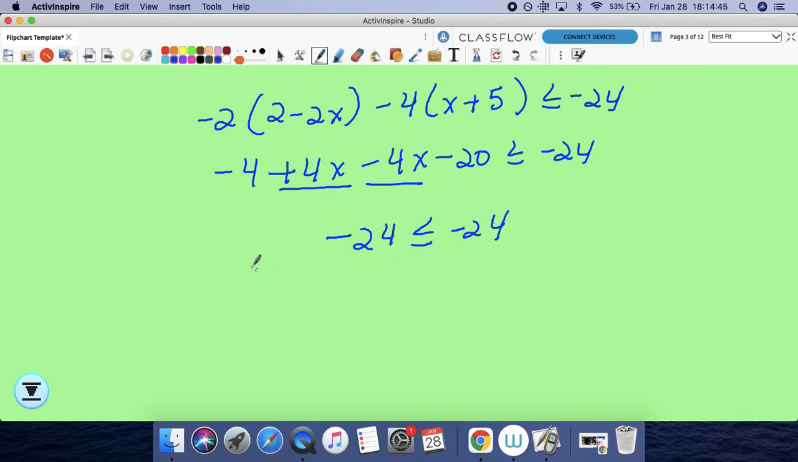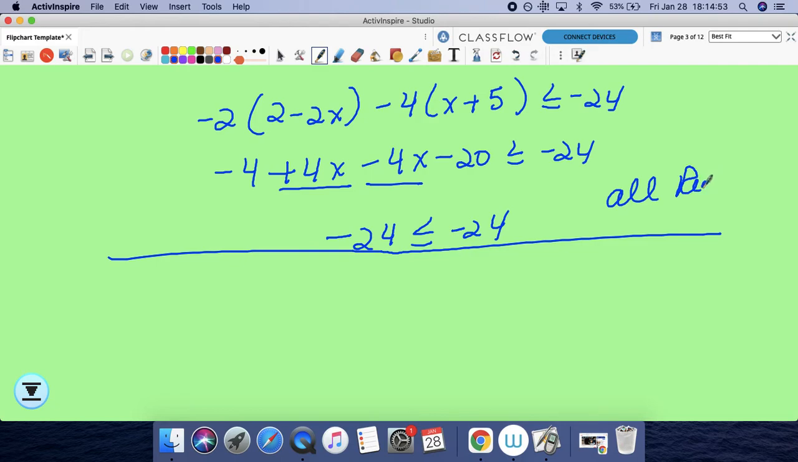Now, for this one, it's not a no solution because that inequality here is a true statement. So this one is all real numbers. What does that mean? That it doesn't matter what value for x you substitute here, right?